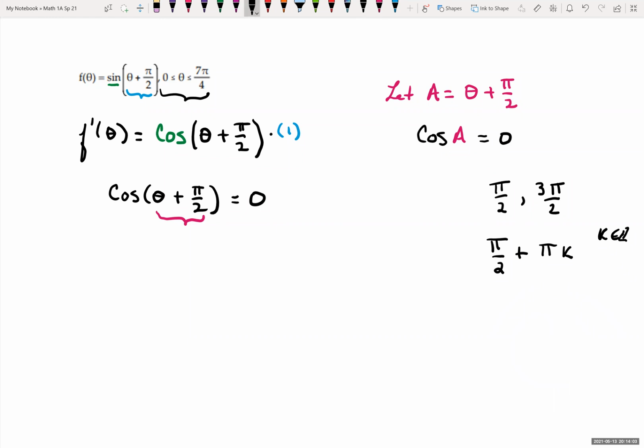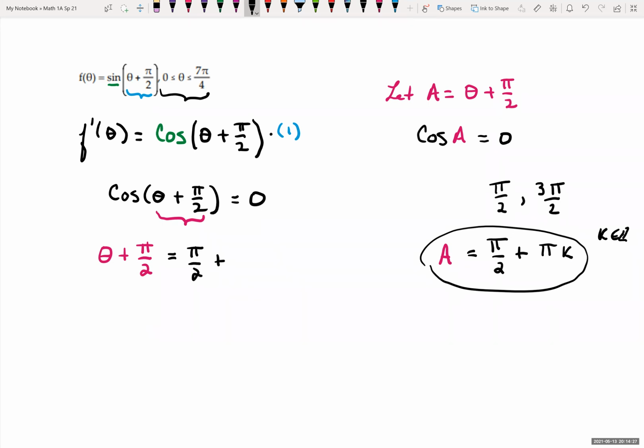And so we know that our value of A has to equal this. Well, we want to solve for theta really. So we're looking at when is theta plus pi halves equal to pi halves plus pi k. Well, if I subtract pi halves on both sides, this is when theta is equal to pi times k. But I know theta needs to be contained in this interval from 0 to 7 pi fourths.